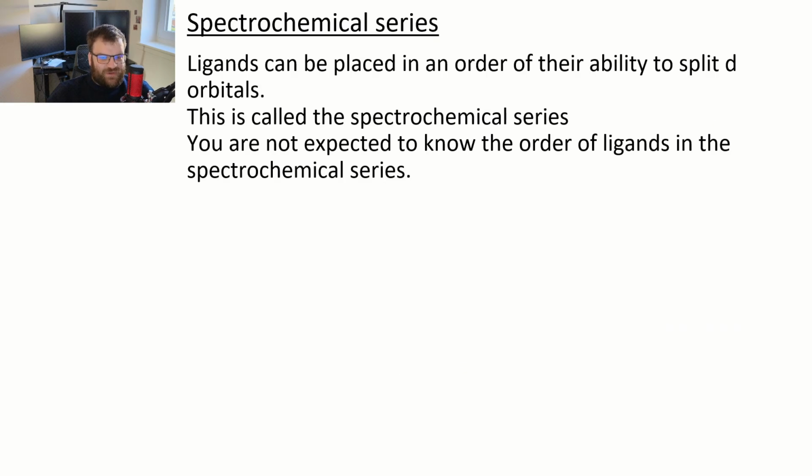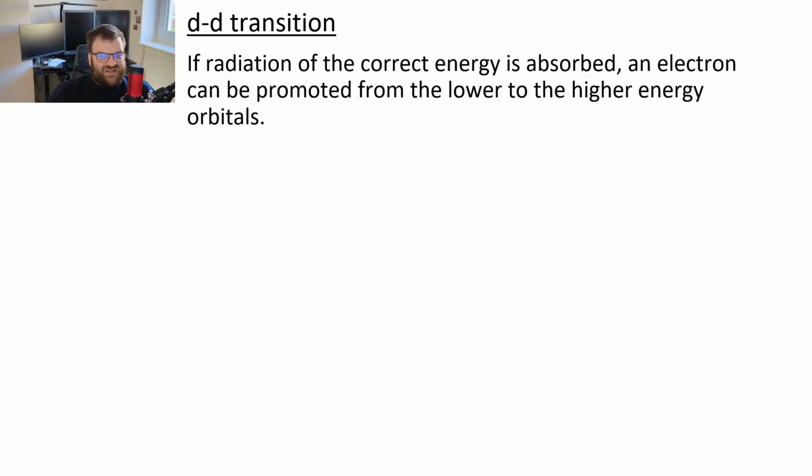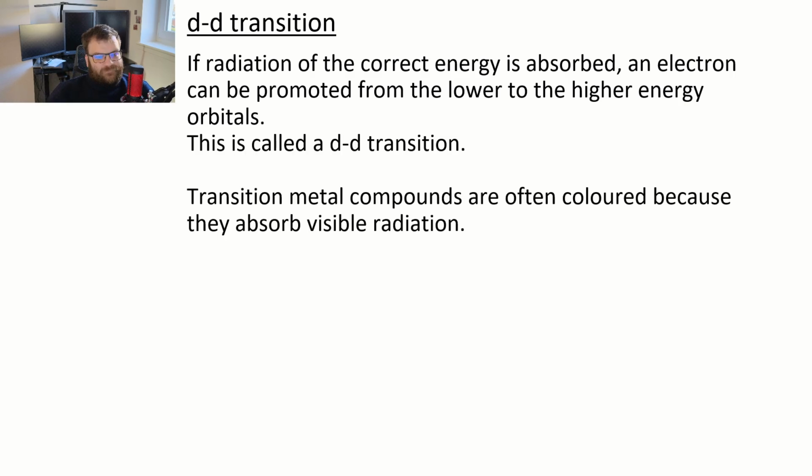The spectrochemical series shows which ligands split more versus which split less. You don't need to know specifics of which ones split more or less, but you have to be aware that some chemicals will cause a larger splitting than others. If radiation of the correct energy is absorbed, an electron can be promoted from the lower d orbitals to the higher d orbitals, and this is described as a d to d transition. If that light falls within the visible spectrum, you will see a colourful compound.